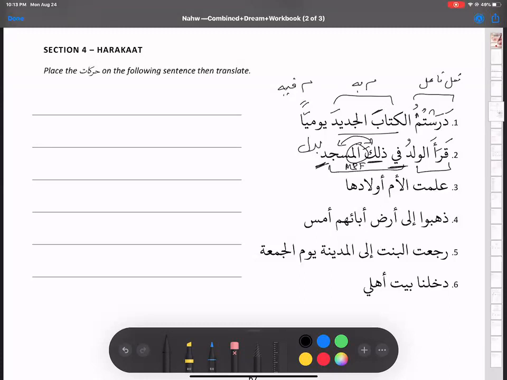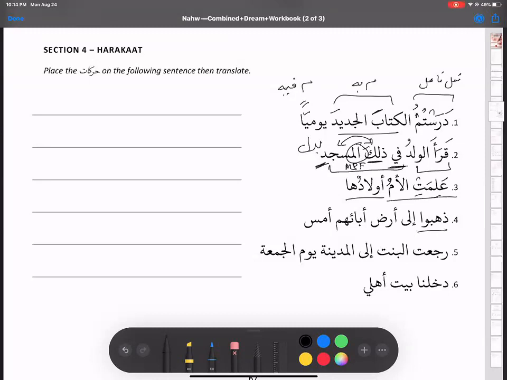Okay, now let's do this one. Alimat, alimtu. Alimatil ummu. Ummu is the outside doer. Awladuha. It was awladuha, but due to two sakun we gave kasra. Awladuha. So the mother knew her children.